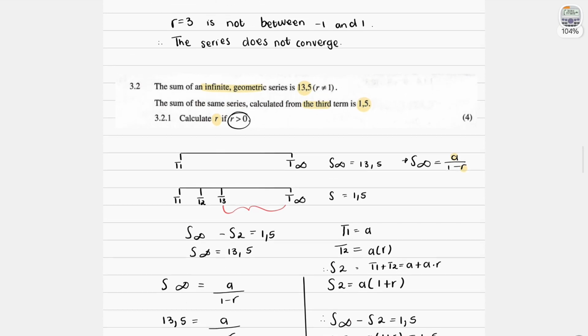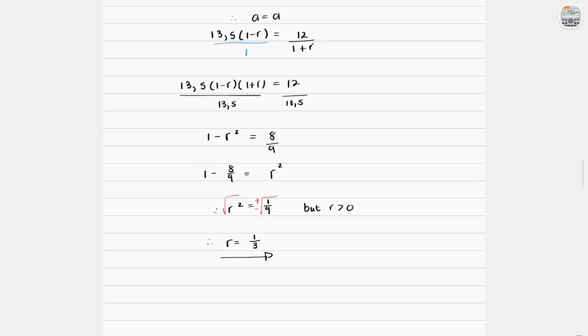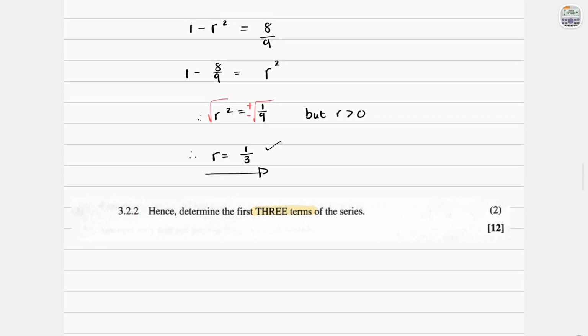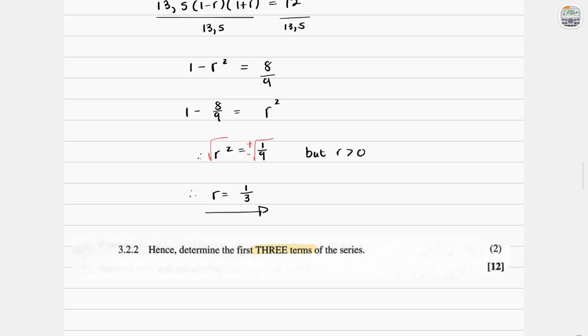Okay, and that is the answer to this question. Moving on to the next question. Question 3.2.2, the last question for question 3, says, hence determine the first 3 terms of the series. Now that we know what r is, let's find the first 3 terms.